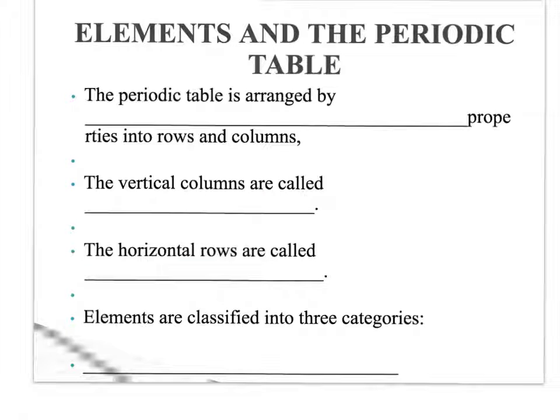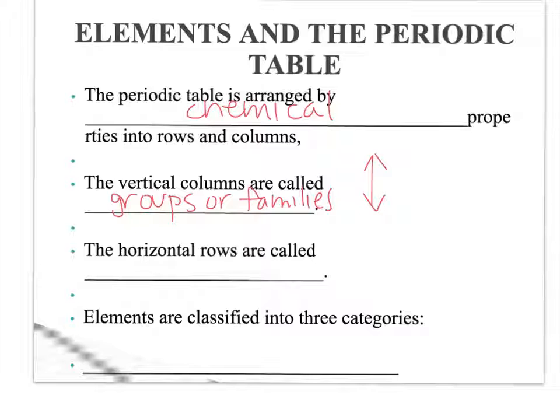All right, last lesson for this unit is the elements in the periodic table. And we need to talk about how the periodic table is arranged. First of all, it is arranged into rows and columns by their chemical properties. The vertical columns, up and down, are called groups, or sometimes we refer to those as families. Excuse me, the horizontal rows are called periods. Horizontal, side to side, just to help you remember that.